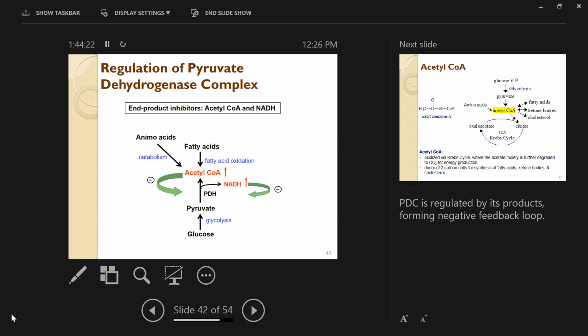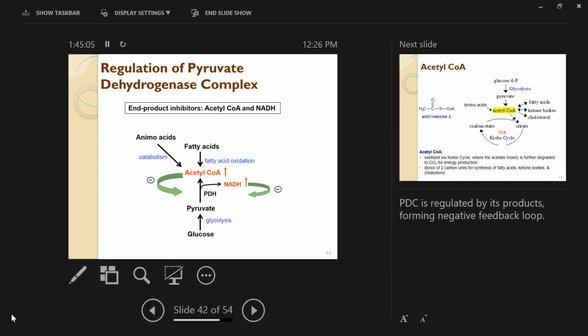So the cell is always designed to regulate. If you don't have enough, you stimulate the reaction to generate more. If you have lots of energy or whatever kind of product, then you want to slow down the reaction a little bit. So this is again a cell regulatory mechanism. Acetyl-CoA and NADH are products that can inhibit pyruvate dehydrogenase to reduce the reaction.